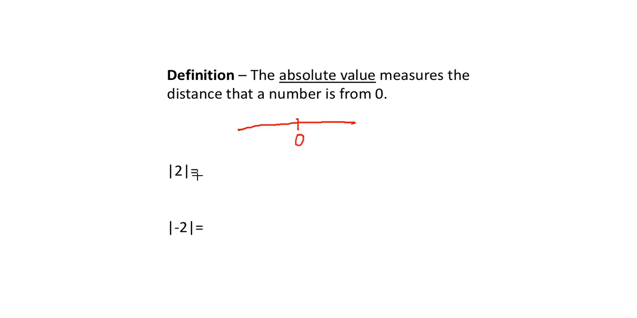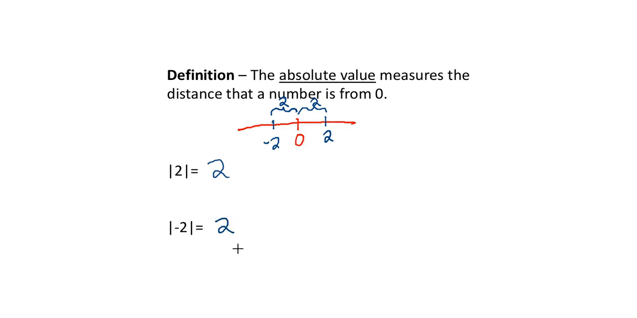And so if you are asked to find the absolute value of 2, what you're really being asked is how far away is 2 from the number 0? So you have 2 over here. How far away is that from 0? It's 2 away, right? And so the answer here is 2. The absolute value of negative 2 is asking how far away is negative 2 from 0? And turns out it's the same distance. It's also 2 away from 0, it's just 2 to the left.